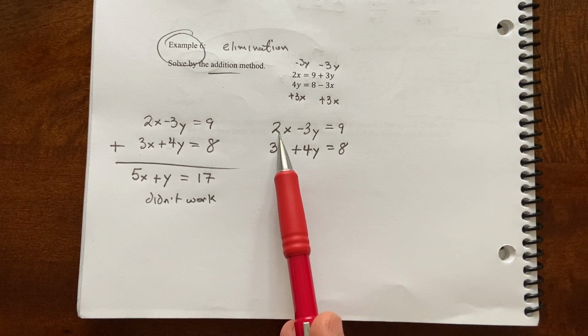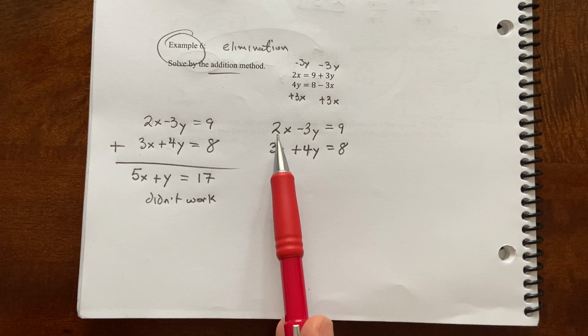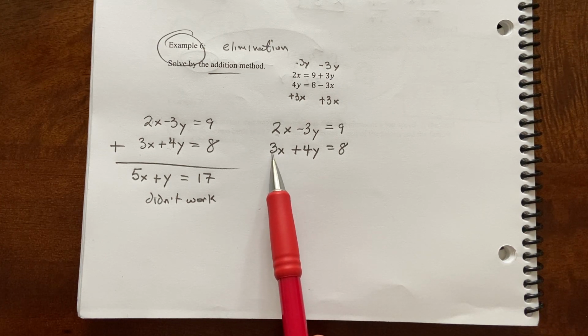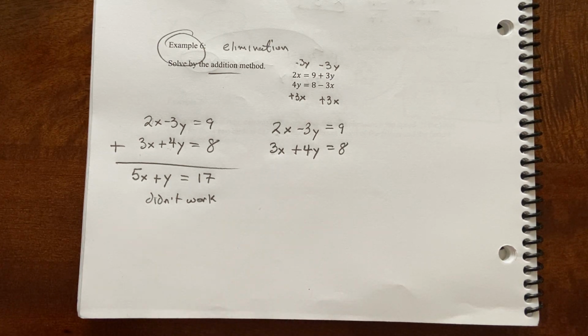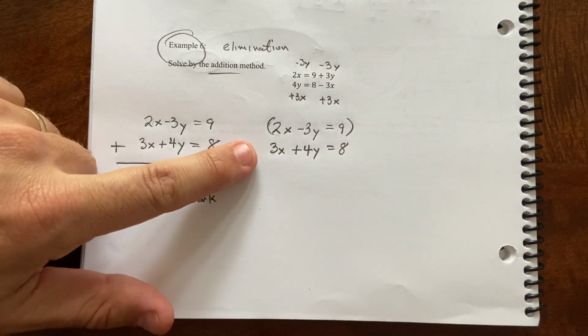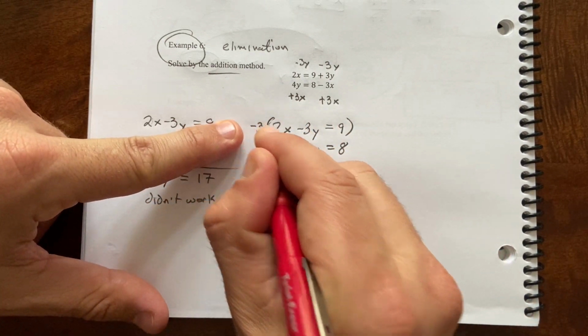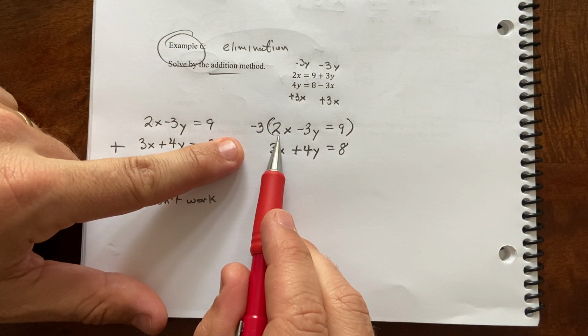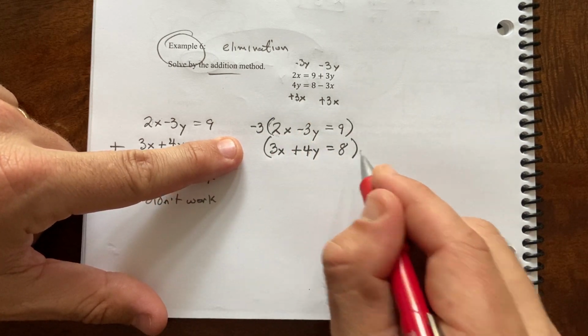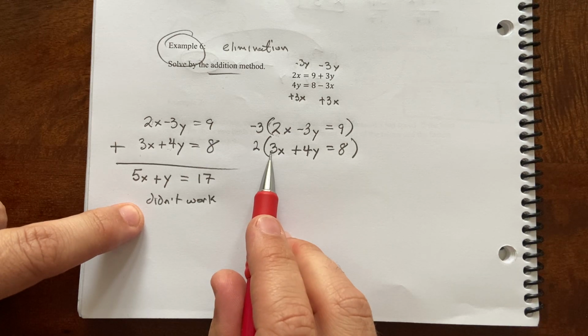So just focusing maybe on x, I have a 2 and a 3. So maybe I'll turn this into a -6 and I'll turn this into a +6. Right? So I'm allowed to multiply this first equation by -3 to make my -6 here, and then I'm allowed to multiply the second equation by 2 to get my +6 here.